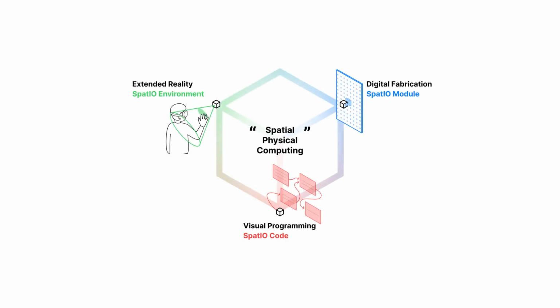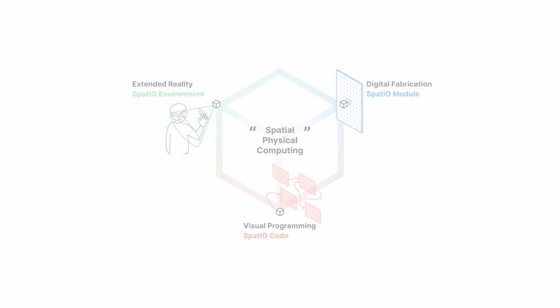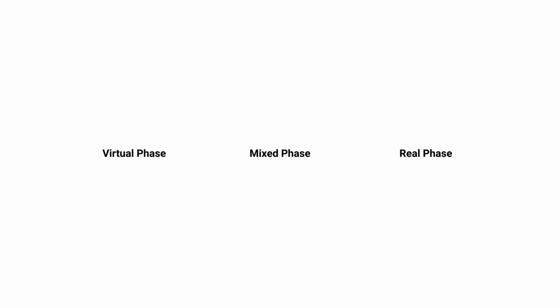To address the issue, we propose the concept of spatial physical computing, which integrates extended reality, digital fabrication, and visual programming to bring spatiality into physical computing. As a demonstration of this concept, we introduce SpatIO, an XR-based physical computing toolkit that supports a continuous end-to-end workflow. The workflow of SpatIO is structured into 3 phases: the virtual phase, the mixed phase, and the real phase, which together form a continuous pathway from virtual prototyping to physical implementation.